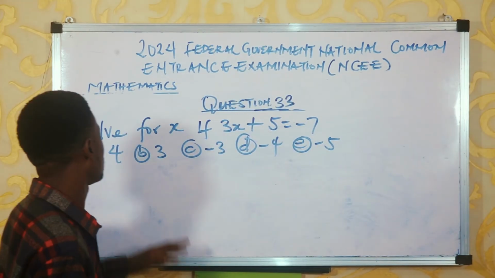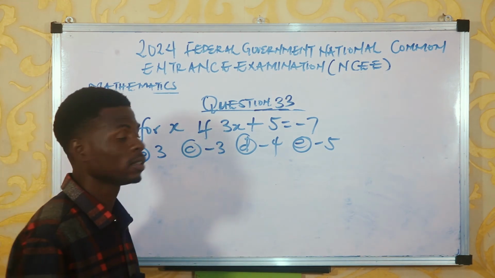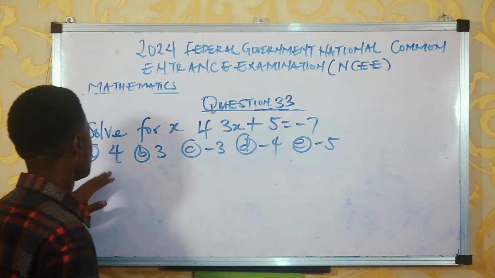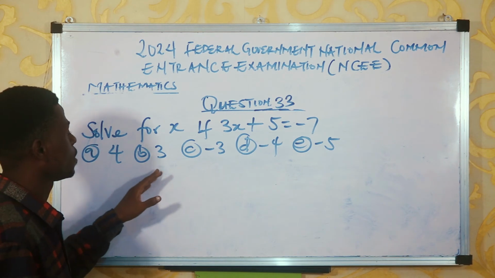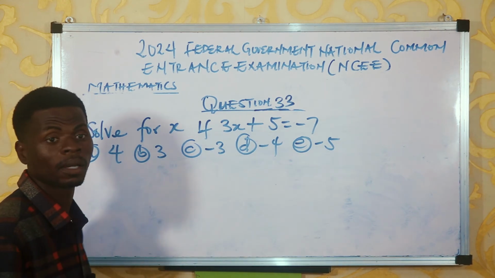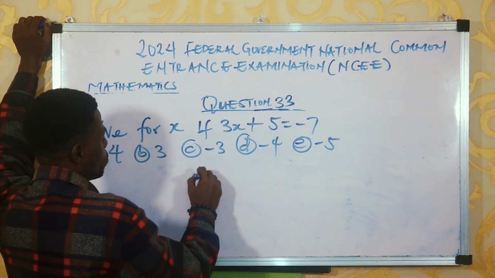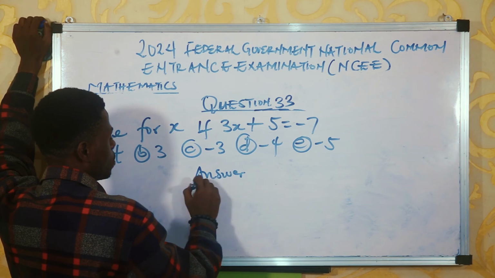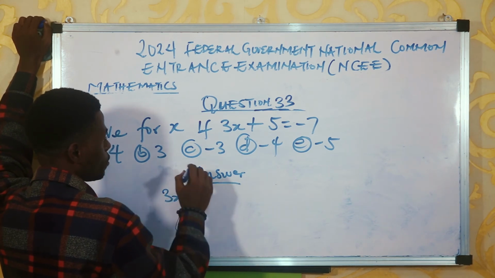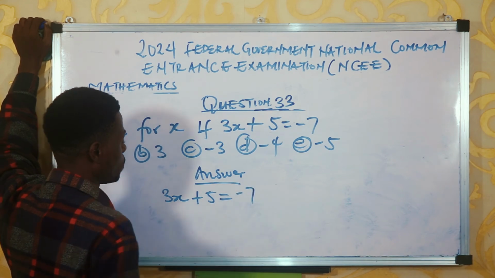Question 33 says that solve for x if 3x plus 5 is equal to minus 7. Our options are A equal to 4, B 3, C minus 4 minus 3, D minus 4, and E minus 5. So this is a pure linear equation. So in this place we have 3x, take note of that, plus 5 equal to minus 7.